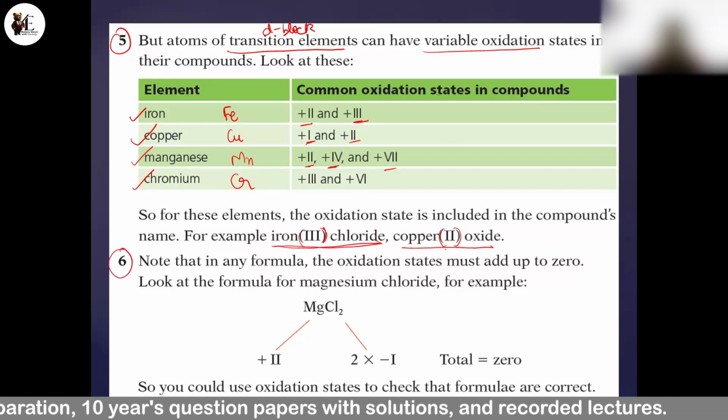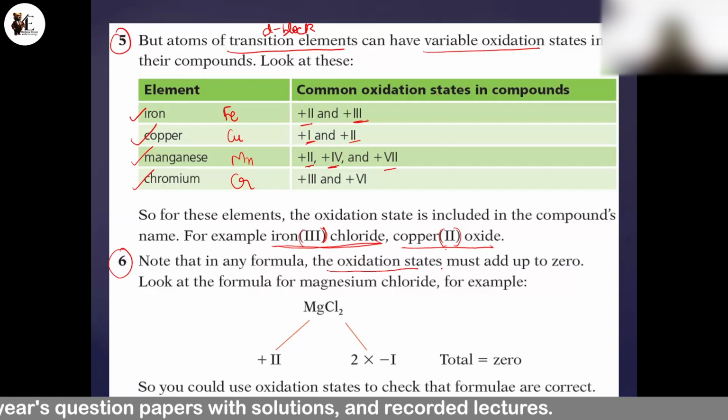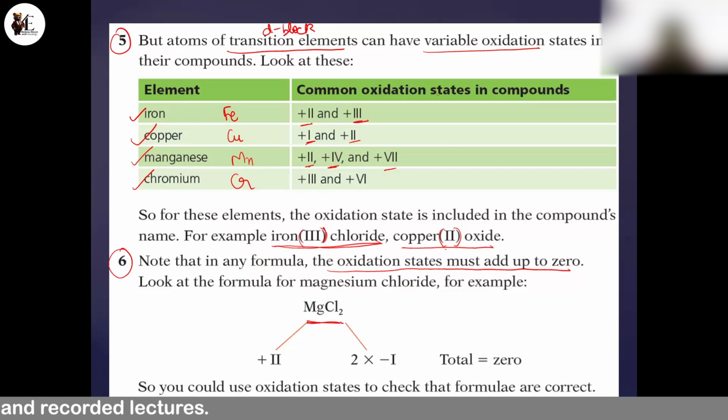The sixth rule says that in any formula, the oxidation states must add up to 0. Okay. For example, let us see magnesium chloride. Now, what is the oxidation state for magnesium?